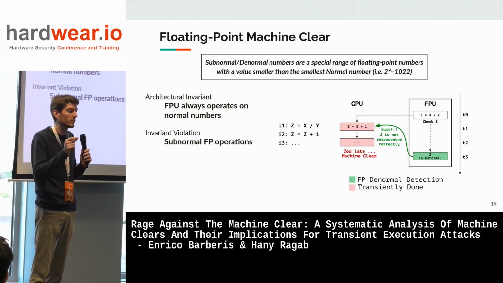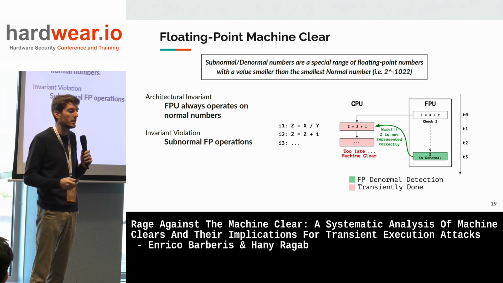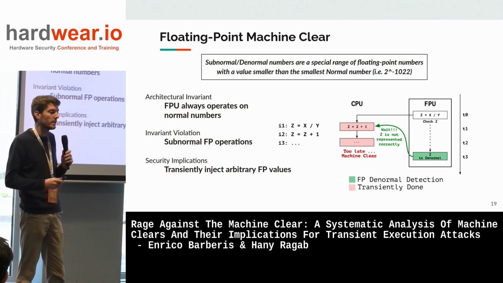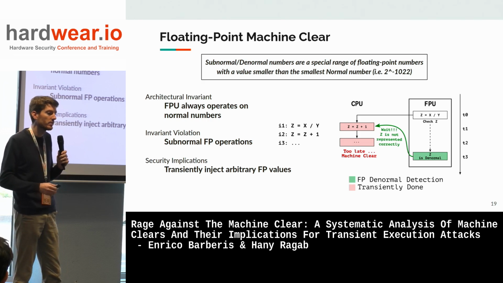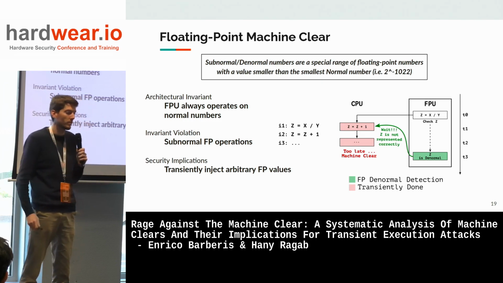And to violate this invariant is super simple. You just need to perform a floating point division, or a floating point operation, that uses subnormal numbers. And the security implication, as you're going to see, is that an attacker can transiently inject arbitrary values on the red instruction, so on the subsequent instruction.